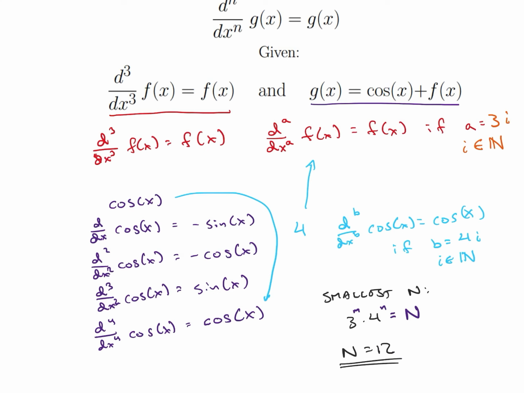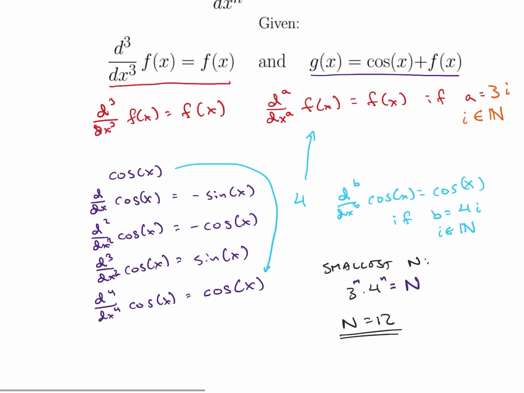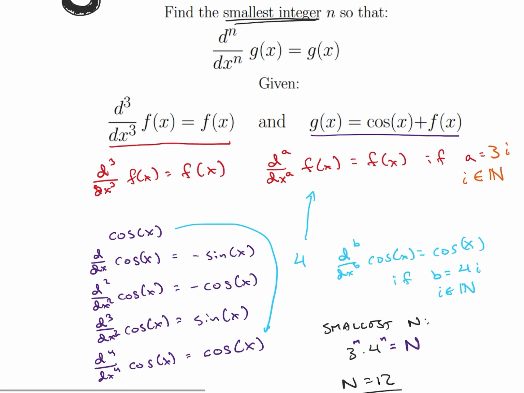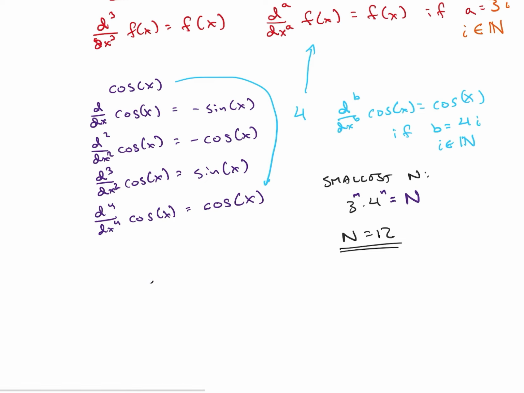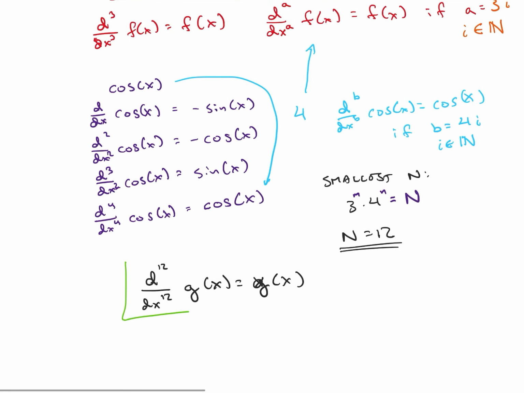So the first derivative that we're going to be able to find would be n equal 12, where m and n both equal 1. So that means that n up here is going to be 12. So our 12th derivative of g of x is equal to g of x. And we can write that down here. That is going to be our solution.